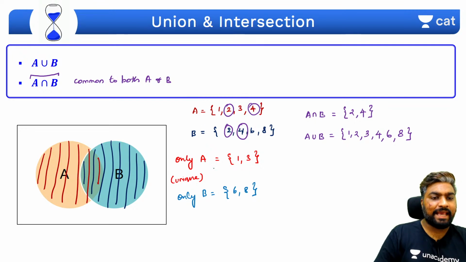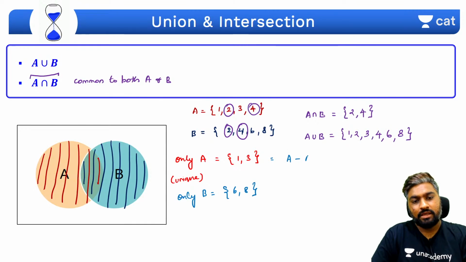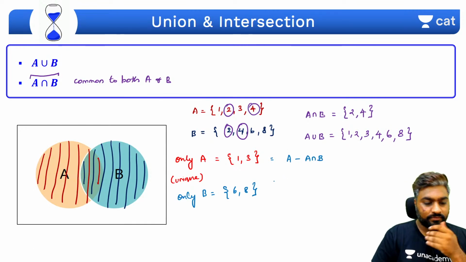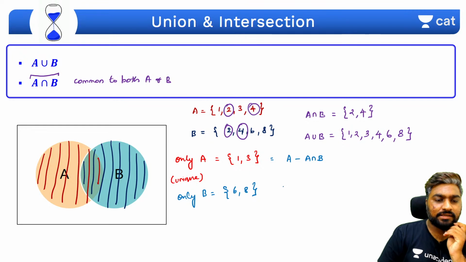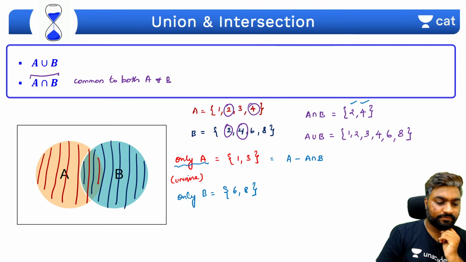Yes. So only A, can I say only A is nothing but A minus intersection of A and B? A intersection B. Say yes if you agree with this. A, that is 1, 2, 3, 4, minus the intersection. In the intersection you have 2 and 4. So if you remove the intersection, you are left with only A.